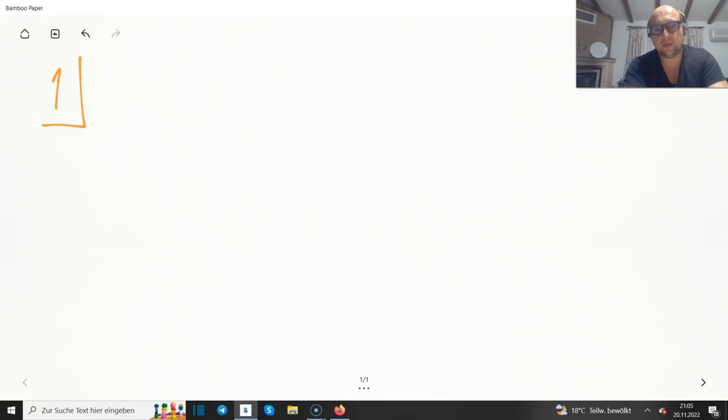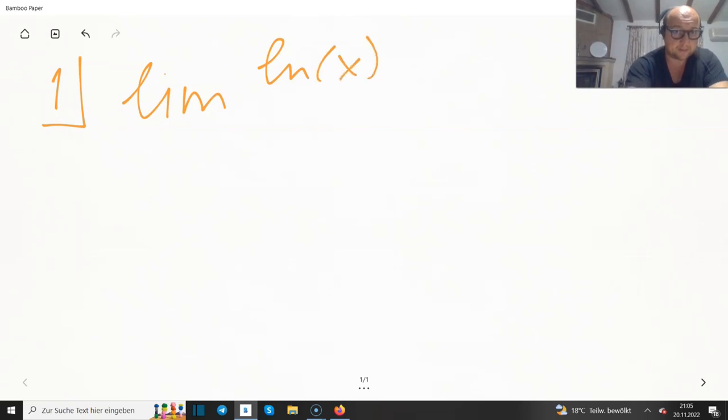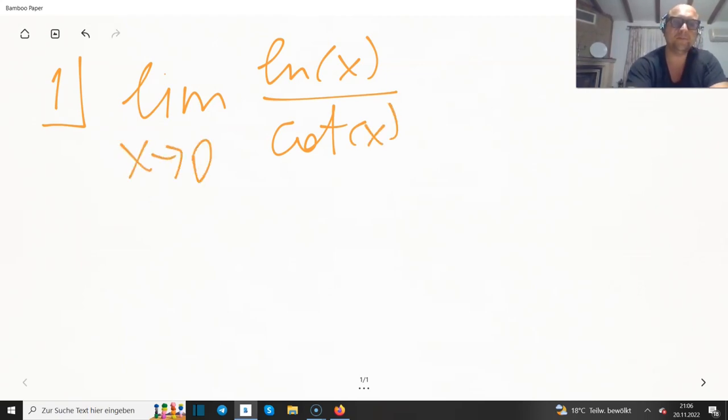Basically it tells you, if you have a limit where you have a fraction, for example ln of x divided by a cotangent of x, and x is running towards 0, well, we must admit it runs towards 0 from the positive side, otherwise ln wouldn't be defined. The cotangent is the cosine of x divided by the sine of x.